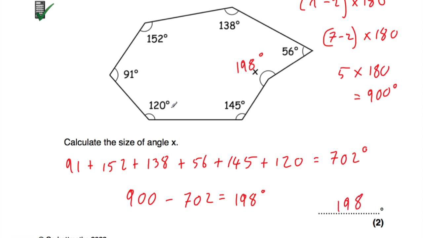And that's it. So to find the size of this missing angle, because it's a heptagon, we've done 7 take away 2, which is 5, and multiply that by 180. That means that the angles inside of this shape will add up together to be 900 degrees. We added up these angles, and be very careful with that addition. And if you've got spare time in the exam, add them up together again and make sure you get 702. And then take that away from 900, and that'll be the size of this angle, which is 198 degrees.